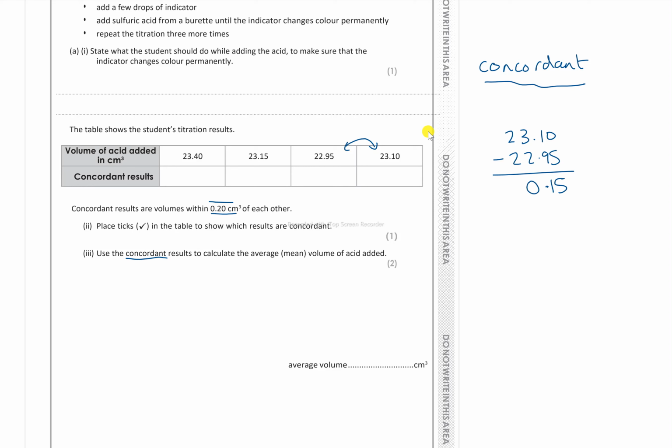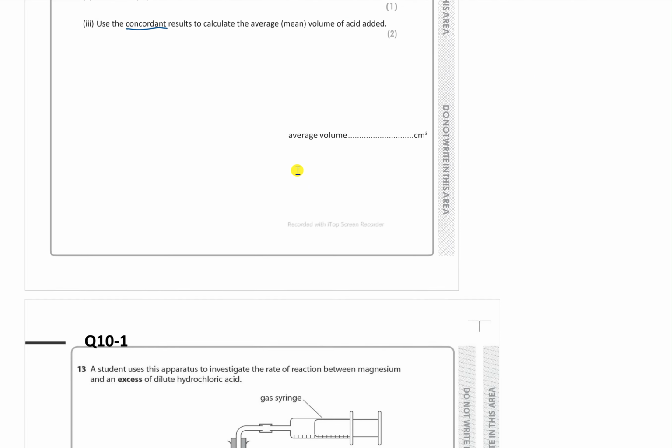Now the question is, are these two concordant with them? So if I went from 23.10 to 23.15, them three are concordant. Right, now from 23.15 to that, that's not concordant because you need to add 0.25. Concordant means that they're in agreement. They're within a certain amount to make them reliable. But we'll move on from that because this is more to do with apparatus.